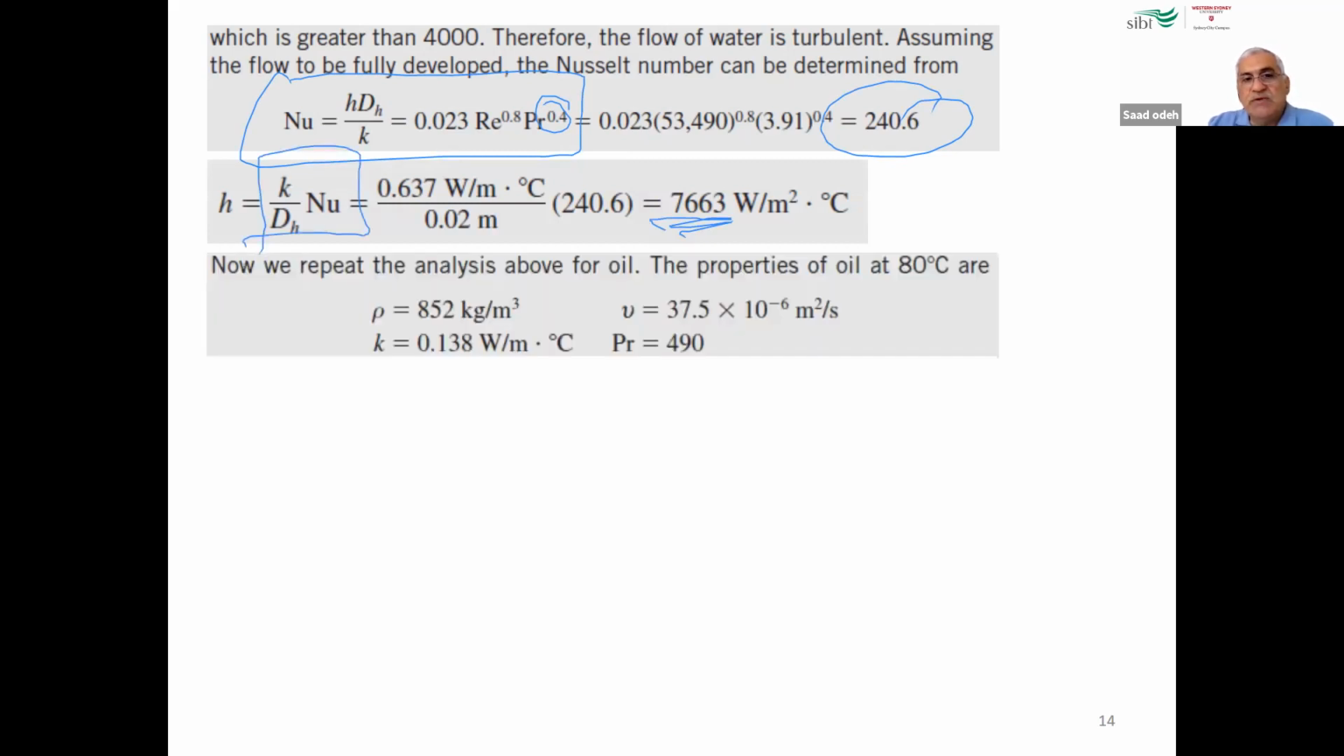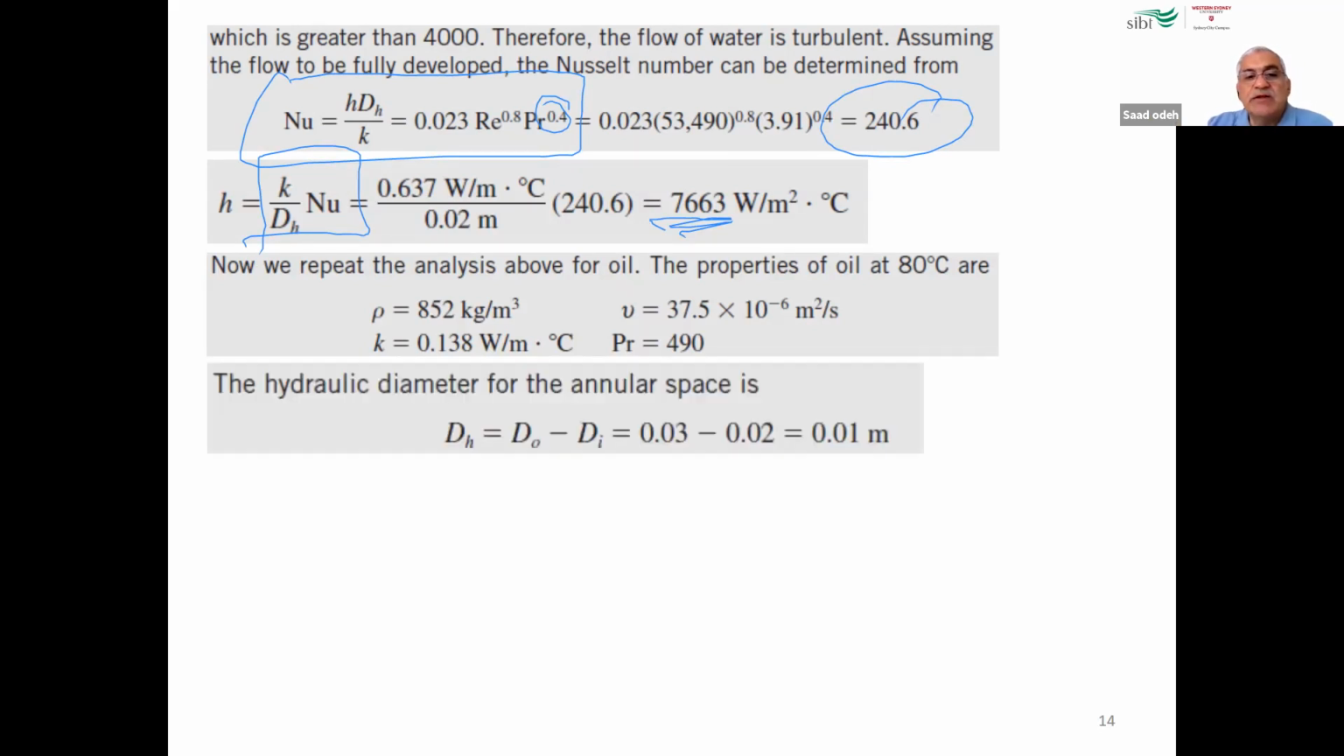Now, once we know the h, we can find, of course, the overall heat transfer coefficient if we find h of the oil also. So now to find h of the oil, we follow the same procedure we used with the water. The only difference here is between water and the oil actually passing in between. So this is water here, while the oil is passing in this region, in the space between the inner tube and outer tube.